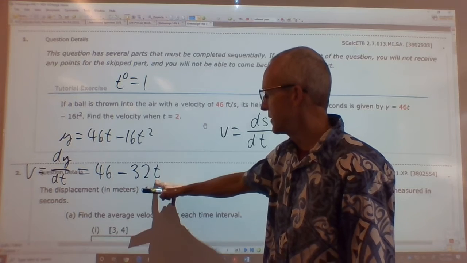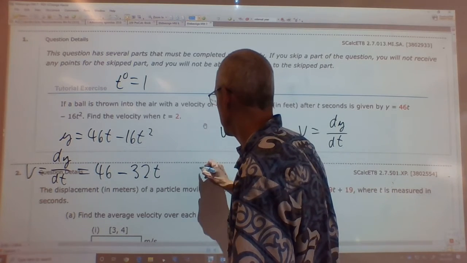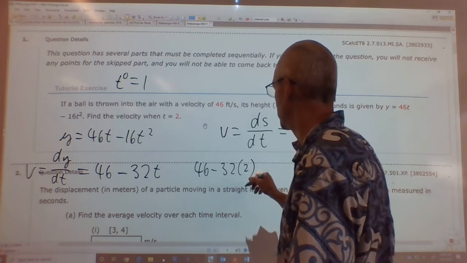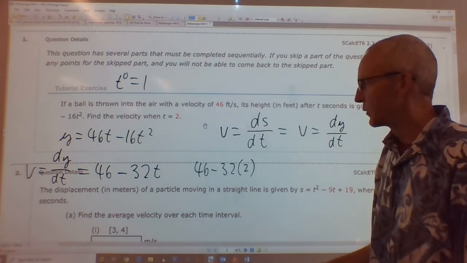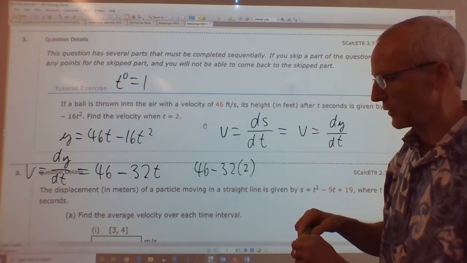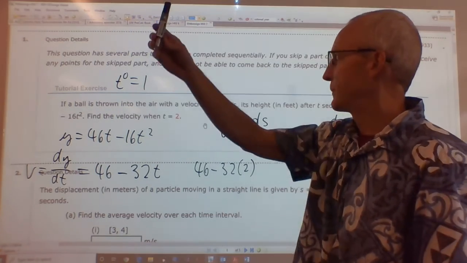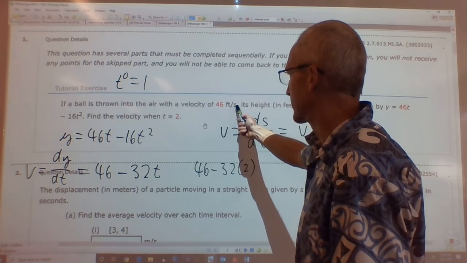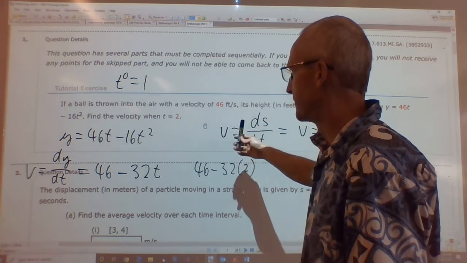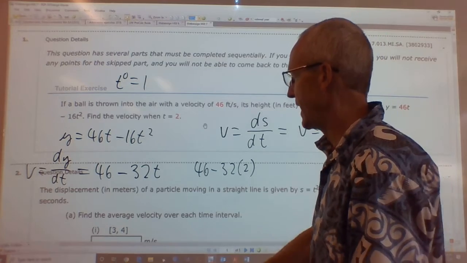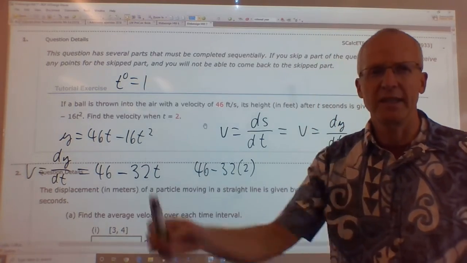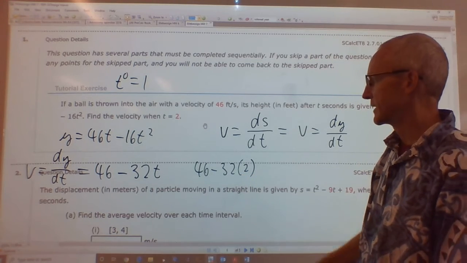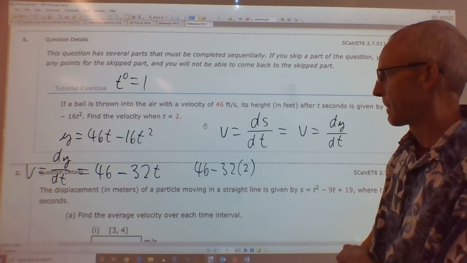Now they say find the velocity when t equals 2. So you just plug in 2 there. So when t equals 2, we have 46 minus 32 times 2. Looks like it's going to be a negative number, which means it's on its way down. So you throw something up, right? It starts off going up. It starts off at 46 feet per second up. But it looks like 2 seconds later, it's going to be on its way down. It's going to have a negative velocity. Usually you think up being positive and down being negative. So it has a negative velocity 2 seconds later.